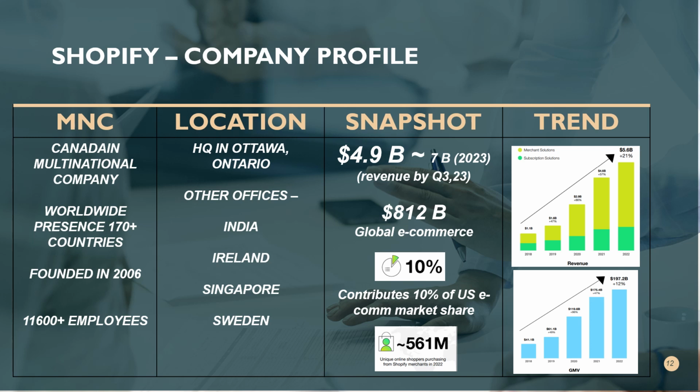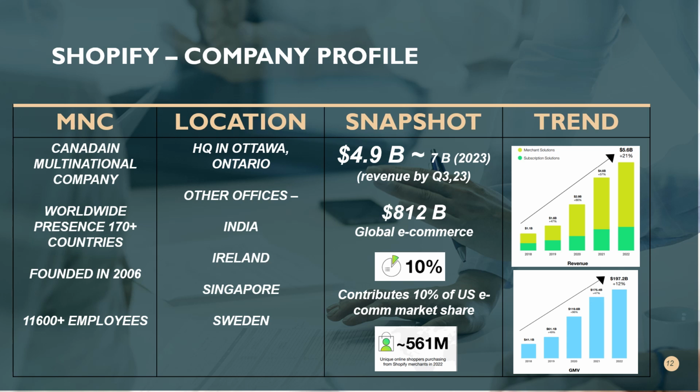In terms of the business snapshot, by quarter 3 2023, the total revenue is somewhere close to 4.9 billion US dollars. And as per the forecast, the full year view for 2023 will be reaching around 7 billion. In terms of share for the global e-commerce, it is close to 812 billion, and Shopify contributes 10% of the US e-commerce market share. And as of date, it has unique online shoppers which are close to 561 million.